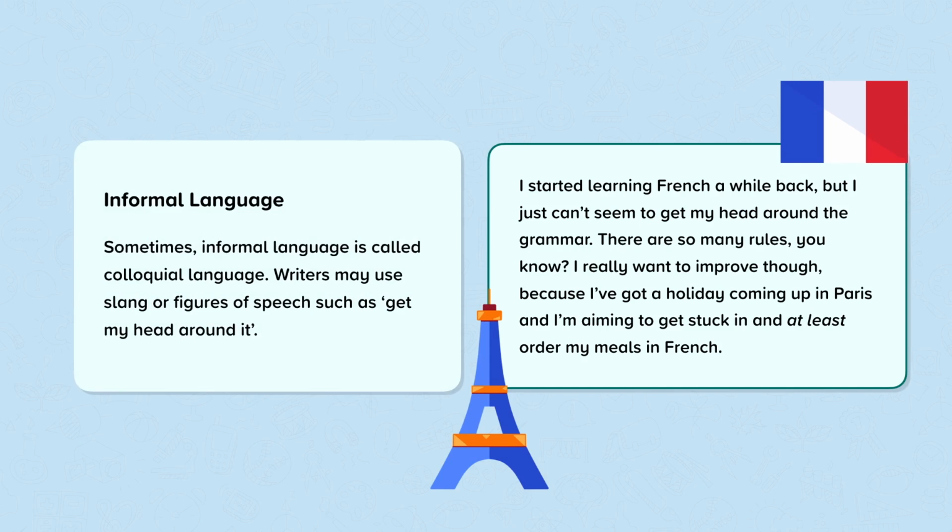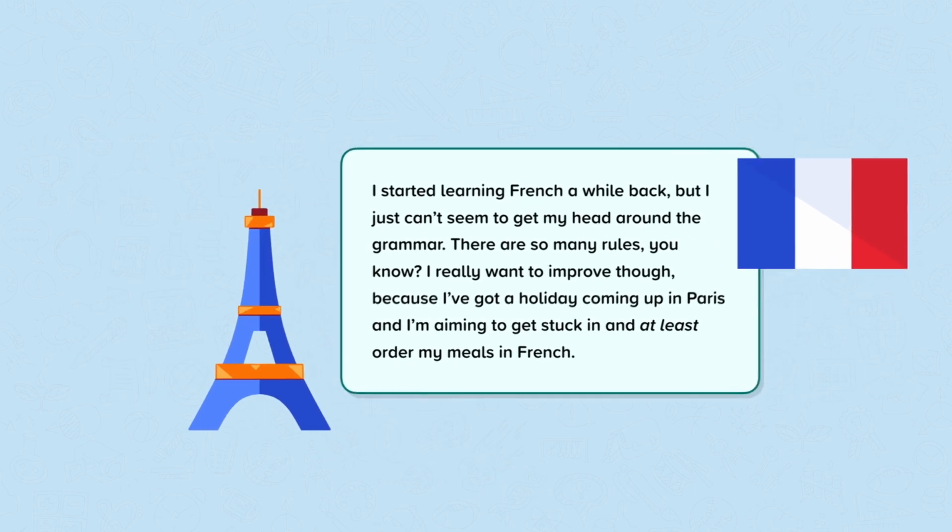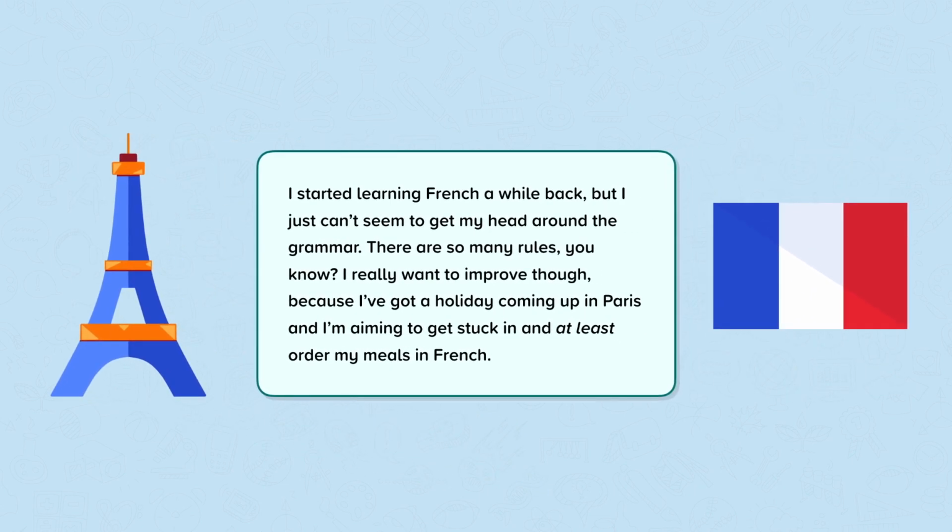Informal language is sometimes called colloquial language. Writers may use slang or figures of speech such as get my head around it. Informal writing may have a conversational or chatty tone. They may write in a way that sounds like they are speaking directly to the reader, such as, you know. Writers may use idioms or sayings such as get stuck in to make the writing seem more friendly.